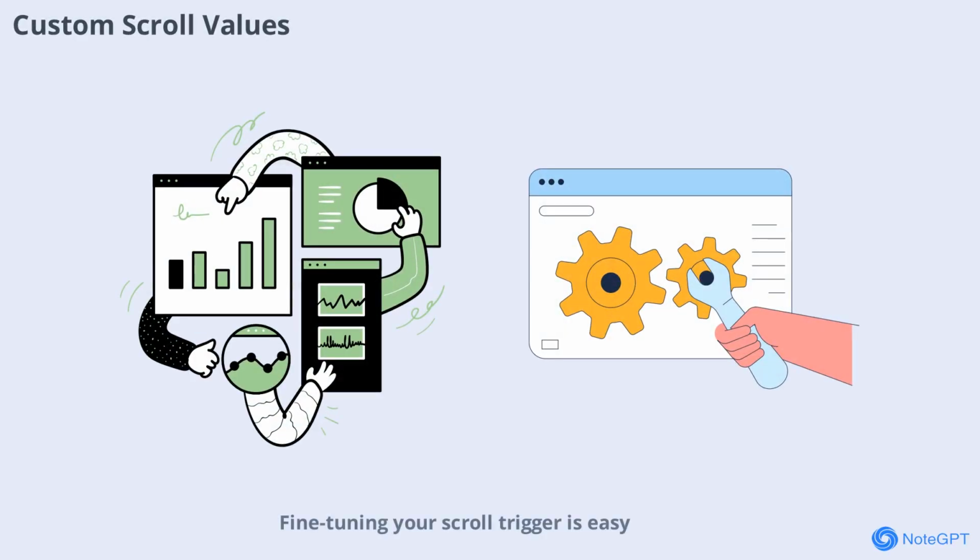Fine-tuning your scroll trigger is easy. You can specify the exact scroll value that activates your pop-up using either pixels or percentages. For instance, setting scroll trigger px to 70% means the pop-up appears after the user has scrolled through 70% of the page. This level of control lets you match your pop-up's timing to your content and audience behavior.